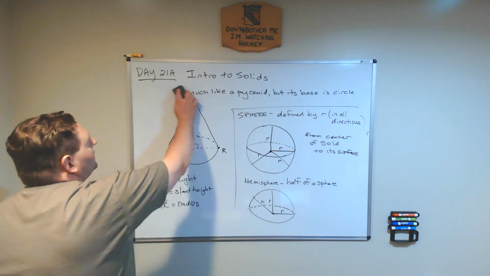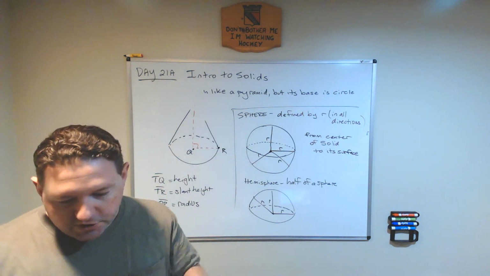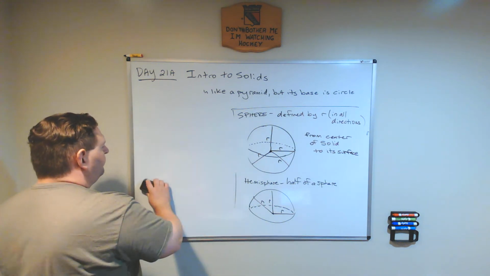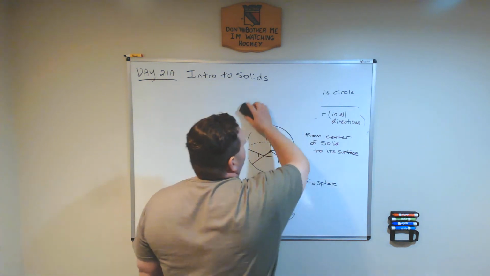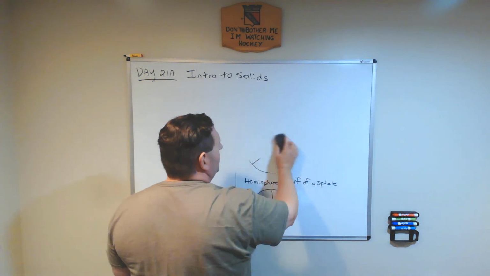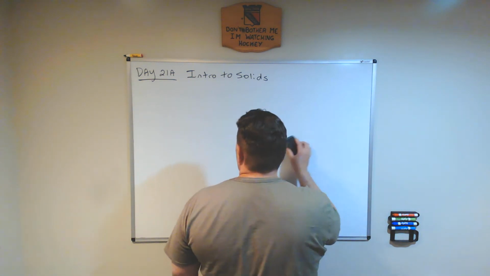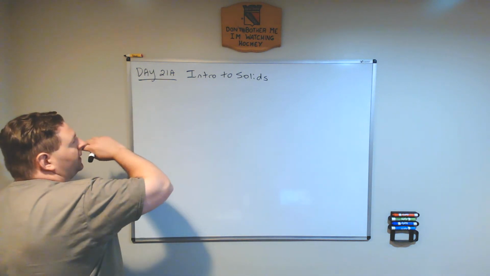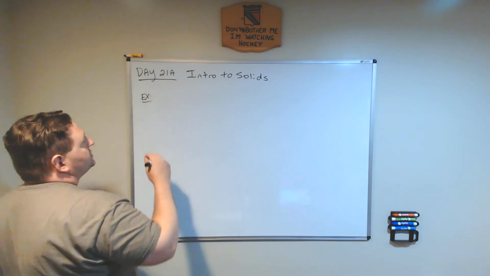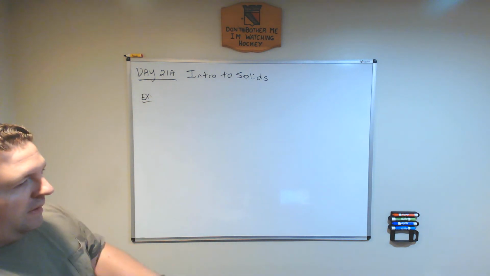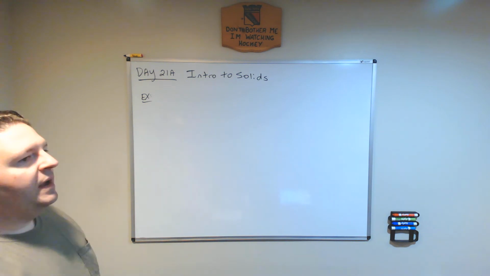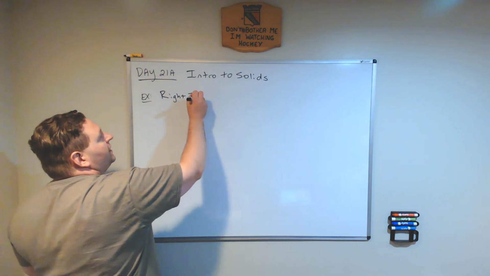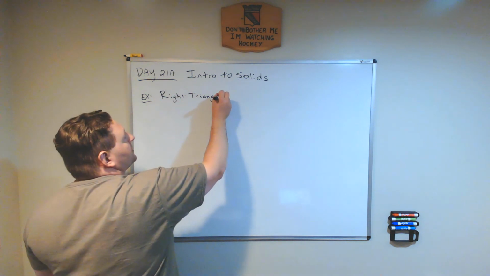Okay, so these are the solids that you're going to be working with. There's one other thing I want to touch upon before we end the video, and that is there's a special formula for polyhedra. And we're going to go with, I'm going to make an example here. Let's do a right triangular prism.